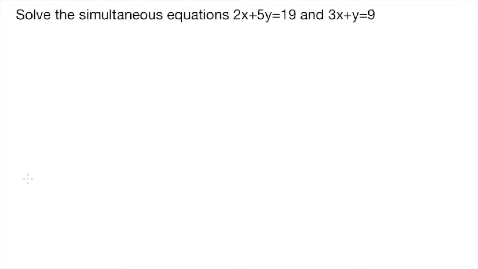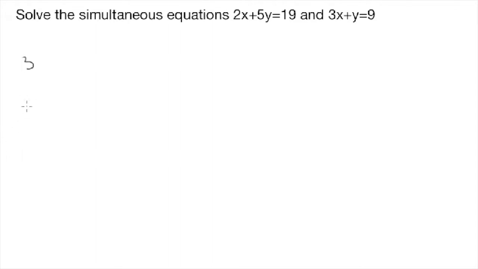With this question, the numbers are a bit dodgier. You don't have an equal variable in both. You don't have like a 3y and a 3y. You've got a 2x and a 3x and a 5y and a y. Now immediately I'm thinking I should probably cancel out the y's because I've got a 5y and a y. If I times the second equation by 5, times all of it by 5, I'll get a 5y in there. I'll get two equal variables in the 5y's that I can then cancel out. So that's what I'm going to do. So times 3x plus y is 9, all by 5. So do that to start with.